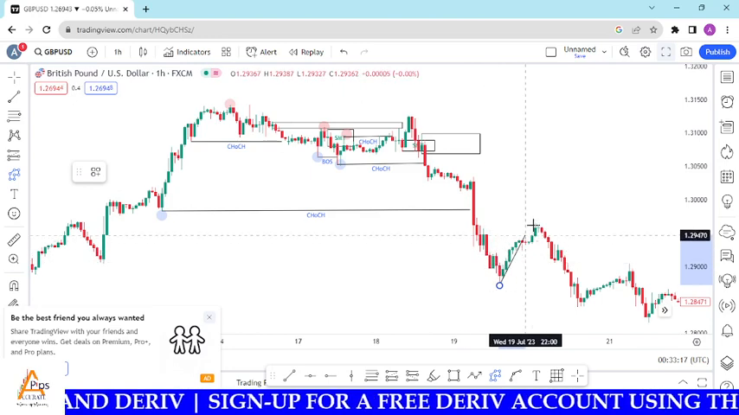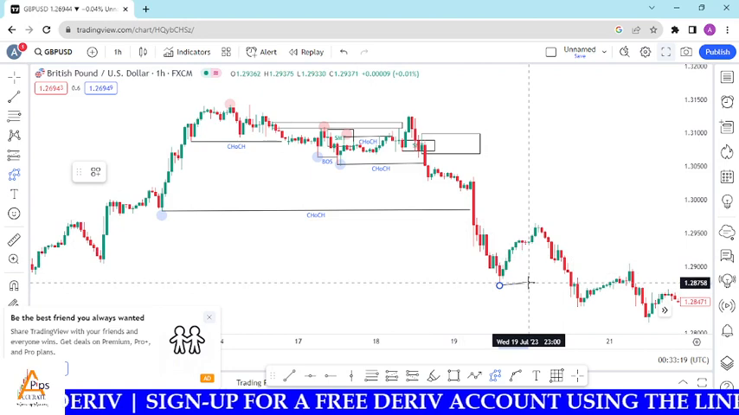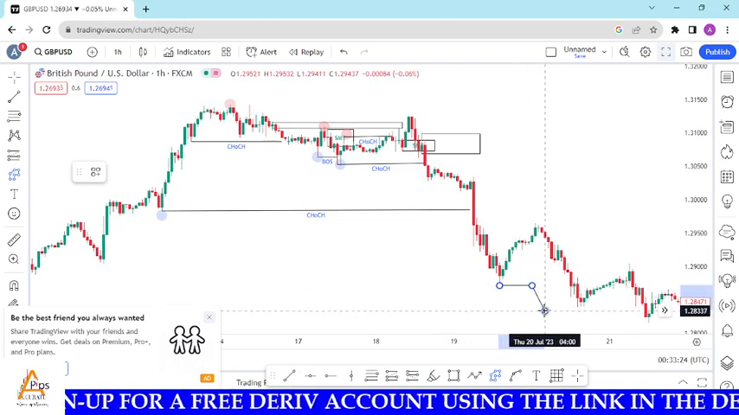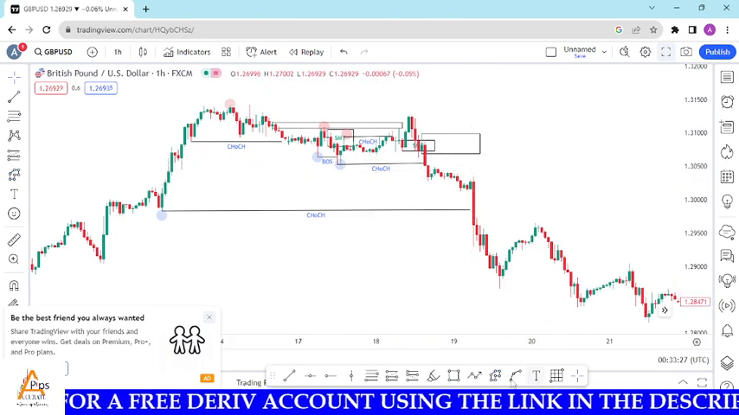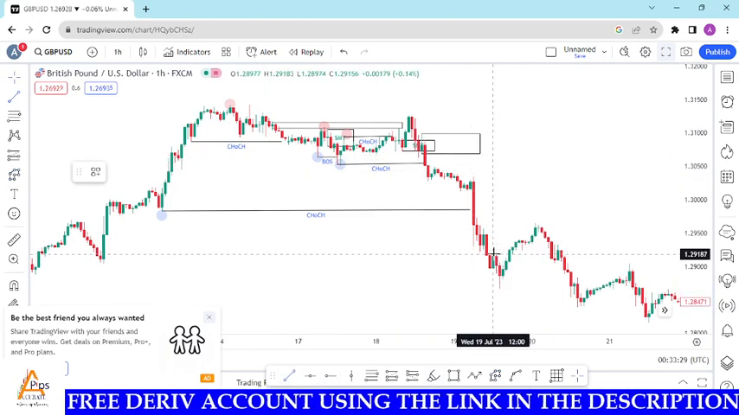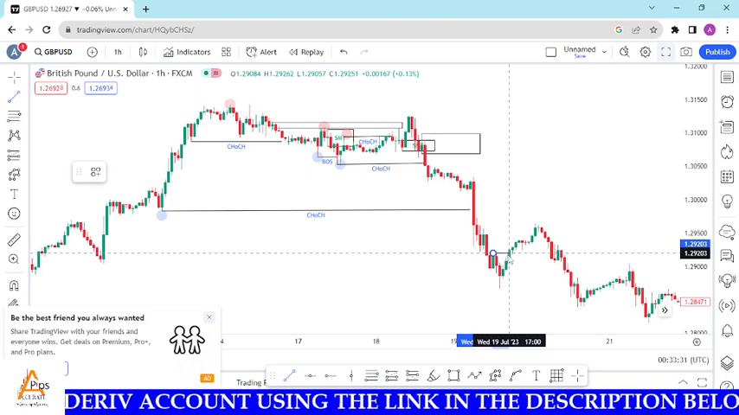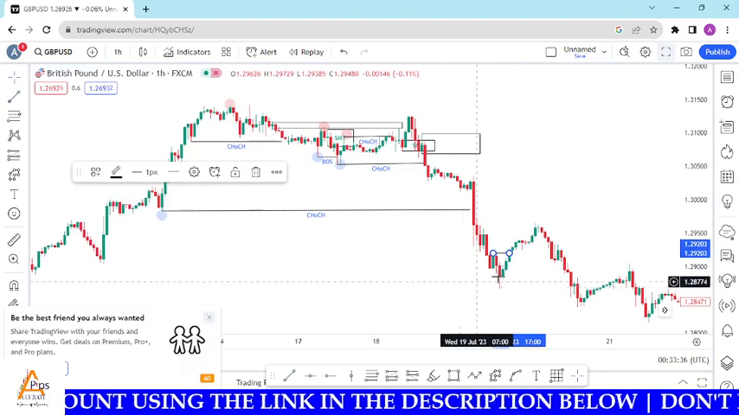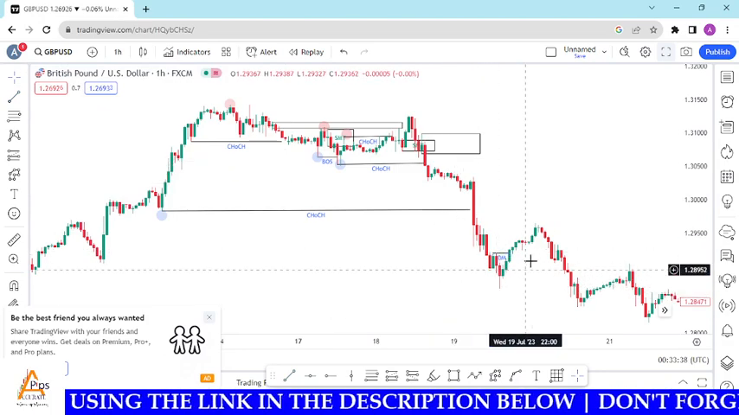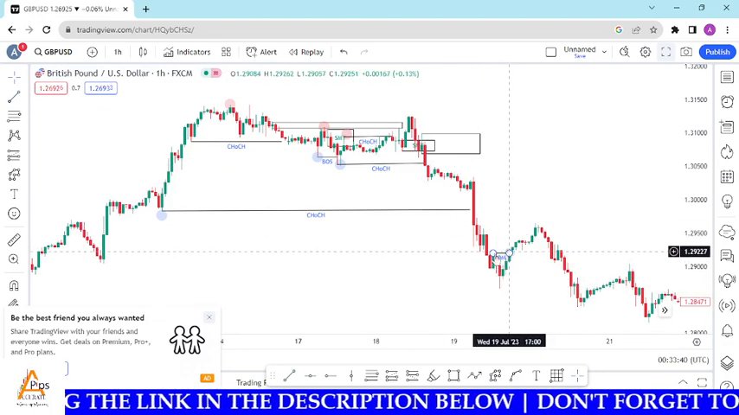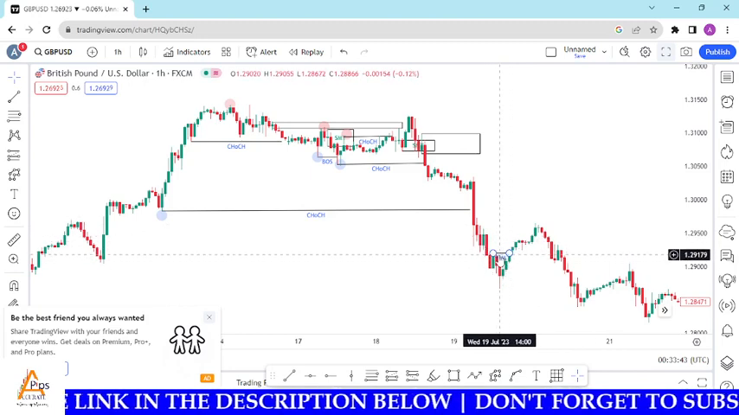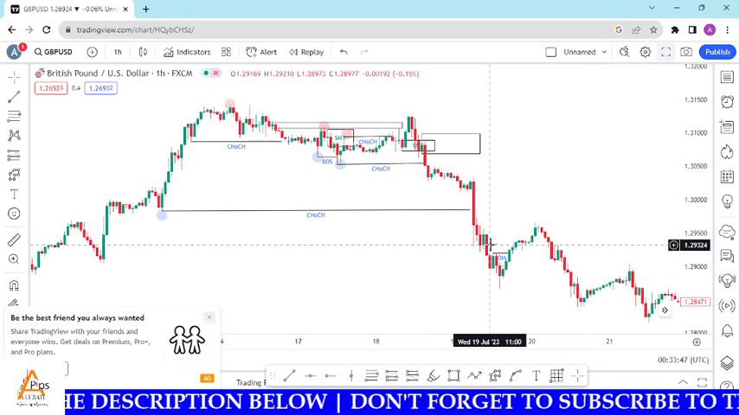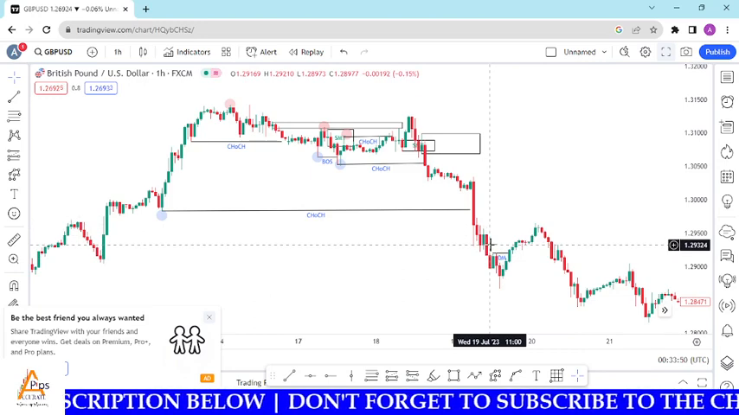Okay, so now this guy took out this inducement. This inducement over here, this is our inducement taken out. So now we have our inducement taken out over here, which means that any zone above this inducement is considered valid. So we have what we call the decisional OB and the extreme OB.